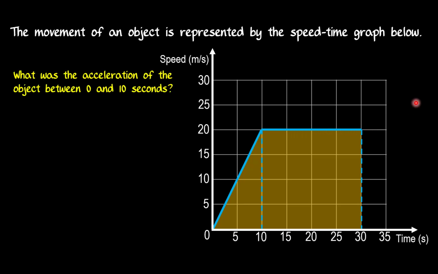Okay, let's hear the questions. What is the acceleration of the object between 0 and 10 seconds? Remember, acceleration is change in speed divided by change in time. So final speed minus initial speed, 20 minus 0, divided by the time taken, 10. So 20 over 10 is 2 meters per second per second.